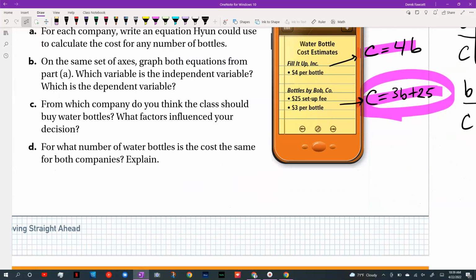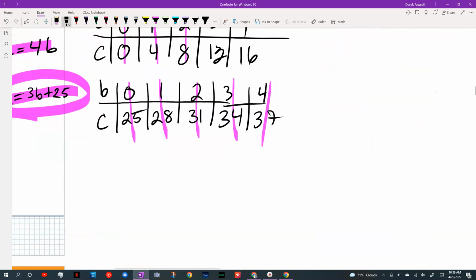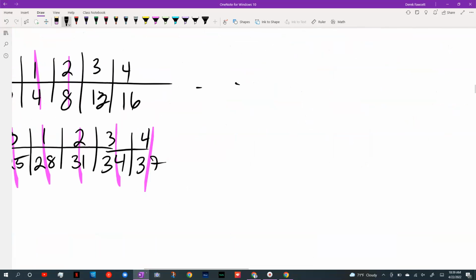And then for what number, I already said that, it's going to be 25 bottles. Right, so what I would recommend doing is keep going, so you would continue these tables, and once you get to 25, you would see the cost here is 100, and the cost here is 100. Okay.